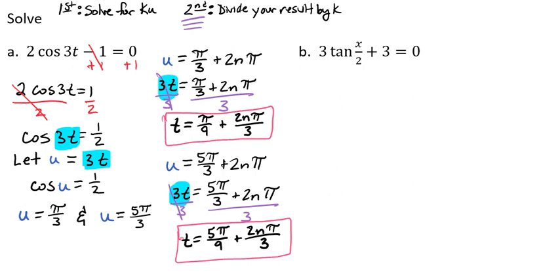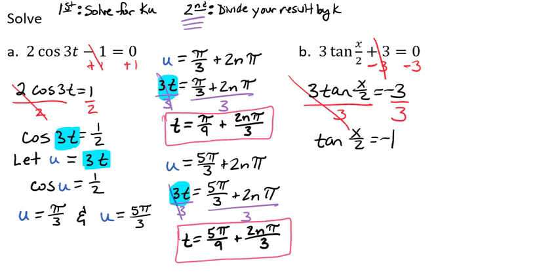Let's try another one. Here we have 3 times the tangent of x over 2 plus 3 equals 0. So we want to isolate our tangent of x over 2. We're going to subtract 3 from both sides first. Then that's going to give us 3 times the tangent of x over 2 equals -3. Then we divide both sides by -3, which gives us the tangent of x over 2 equals -1. And we now have our x over 2 isolated.